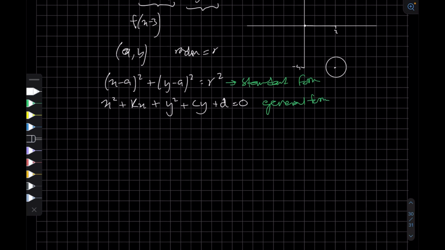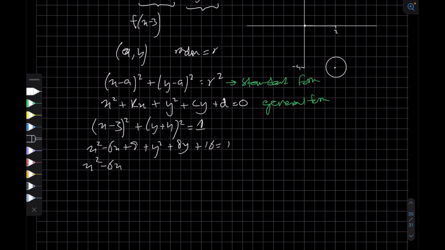So if I take the same example, (x minus 3) whole squared plus (y plus 4) squared equals 1, let's expand this. x squared minus 6x plus 9 plus y squared plus 8y plus 16 equals 1. So x squared minus 6x plus y squared plus 8y plus 24 equals 0. So you can go from the standard form to the general form just by expanding.